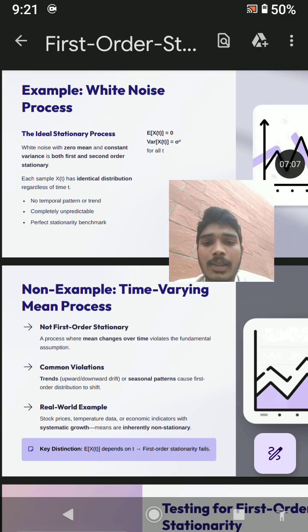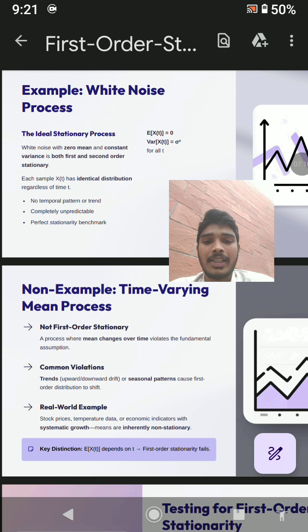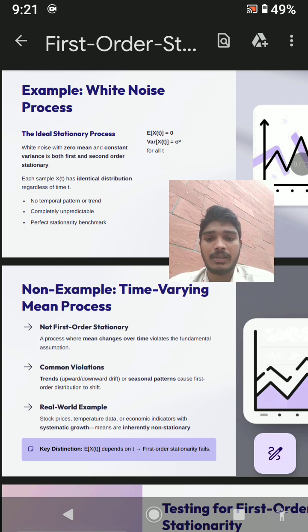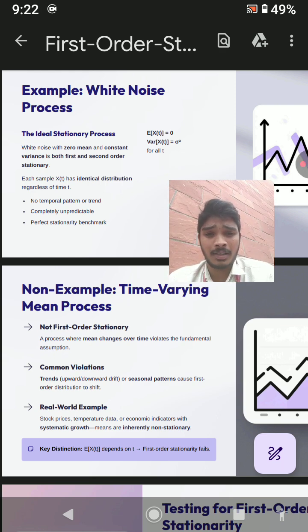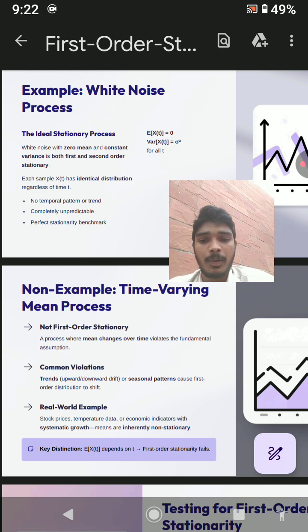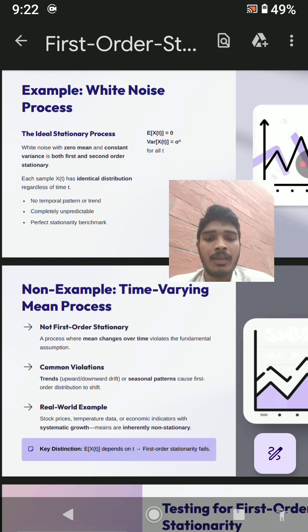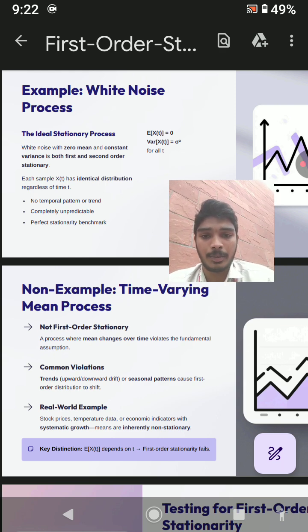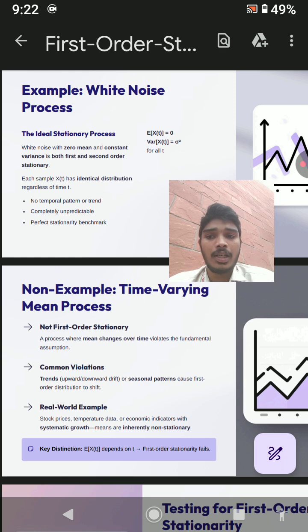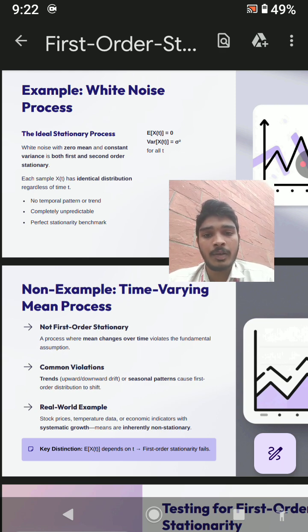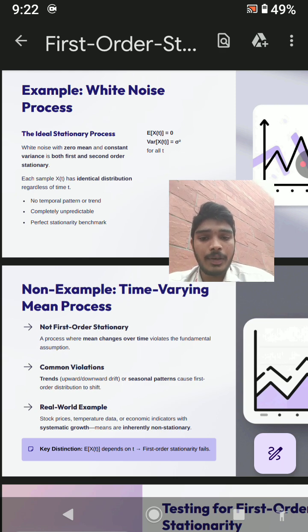Okay, a non-example for a stationary process: the time varying mean process. Time varying means the mean value is changing with respect to time. Non first order stationary: a process where the mean changes over time violates the fundamental assumption. It is one of the main conditions for a stationary process. A stationary process does not change with respect to time, but a non first order process changes over time. Common violations: trends or seasonal patterns cause the first order distribution to shift.